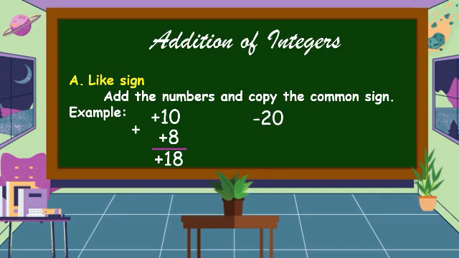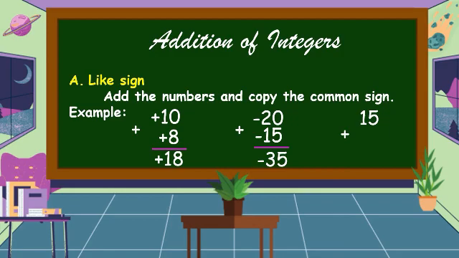Another sample, we have negative 20 plus negative 15. Our addends are both negative, so we are going to add the numbers. 20 plus 15 is equivalent to 35. Then we are going to copy the common sign, which is negative. So our answer is negative 35.